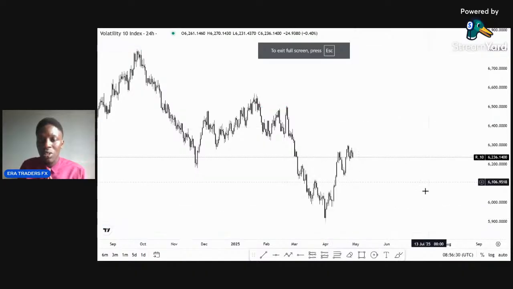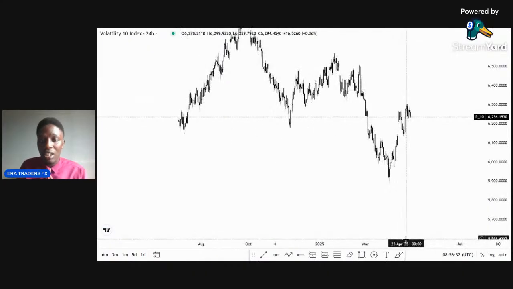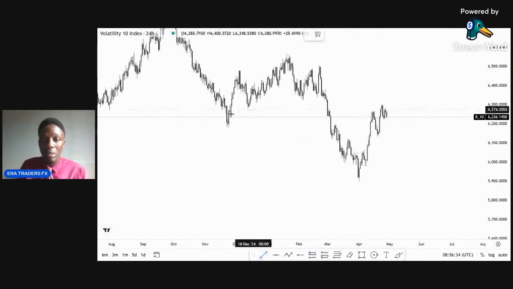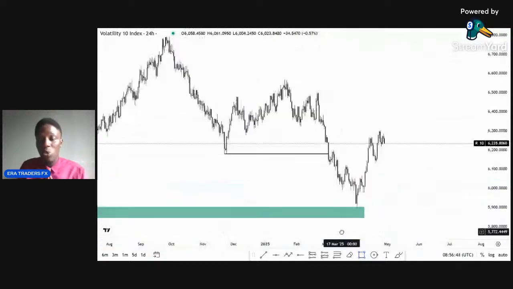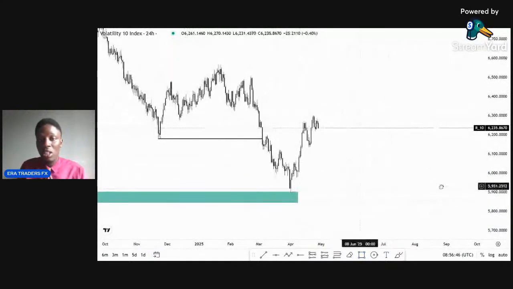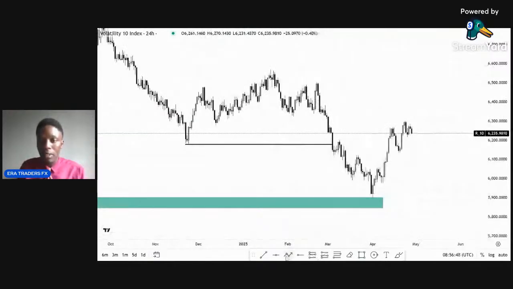V10. I'll just look at structure from what I'm seeing here. We had this major break of structure to the down. Although price is coming from, I'll just say this, price is coming from a weekly order block, right? A weekly order block. And now, if we are still using this range, we're still looking at this range.